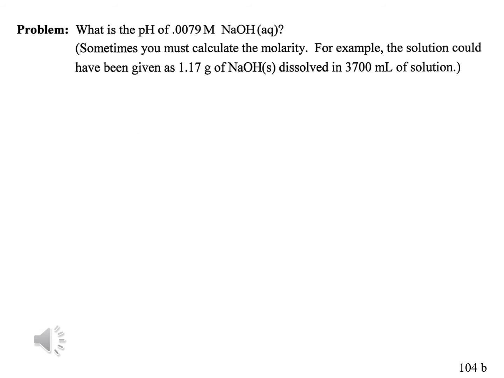Now in this problem, I used the same concentration as I did for 2 of the acids, 0.0079 molar, but the question is, what is the pH of sodium hydroxide? This is the place where I want to show you that sometimes I don't give you the molarity directly. Sometimes in these problems I have you calculate it. So I could give this problem as, what is the pH if you dissolve 1.17 grams of sodium hydroxide in 3,700 ml?